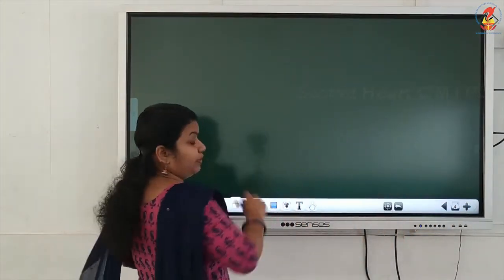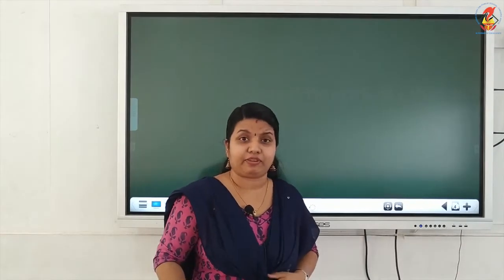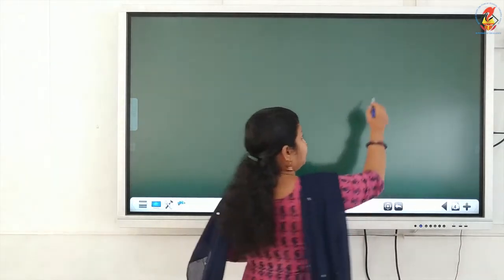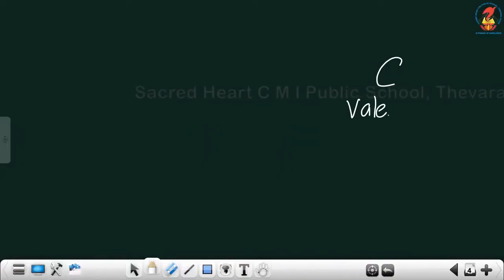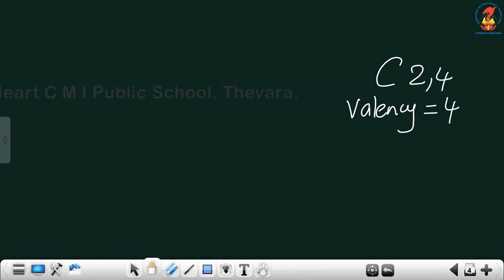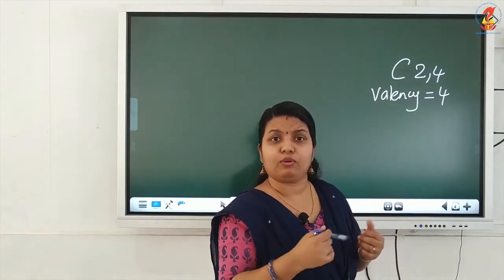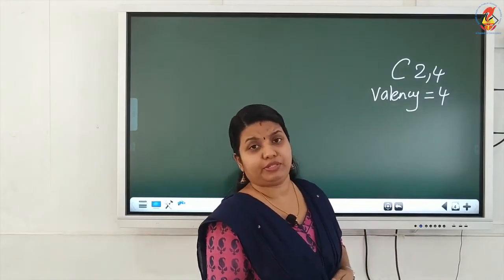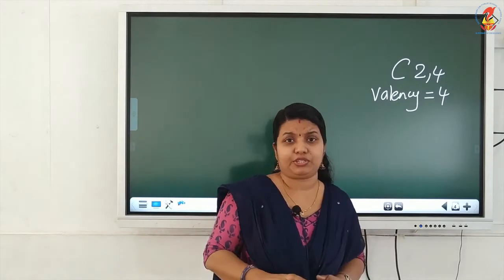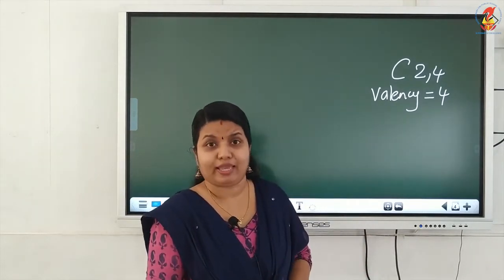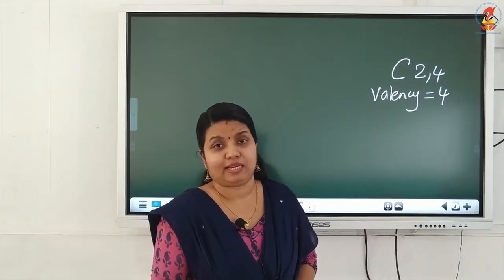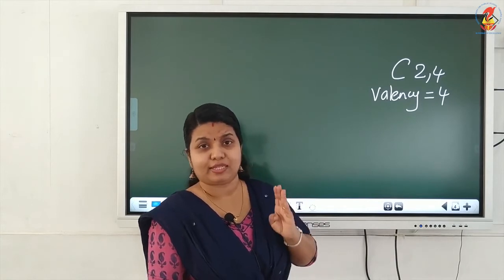Now, how do we represent carbon? What is the valency of carbon? Carbon has valency 4. Its electronic configuration is 2, 4. So, it has to either gain 4 electrons or lose 4 electrons to get the configuration of a noble gas. But carbon doesn't lose or gain electrons; instead it shares electrons with other atoms. So, its valency is 4.